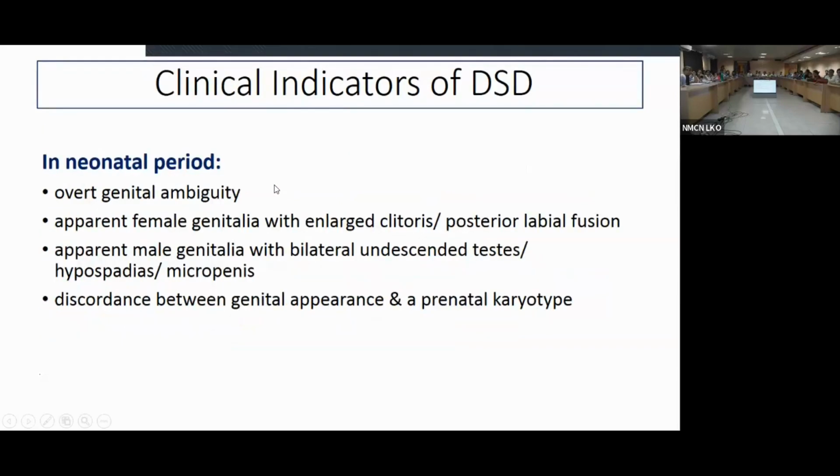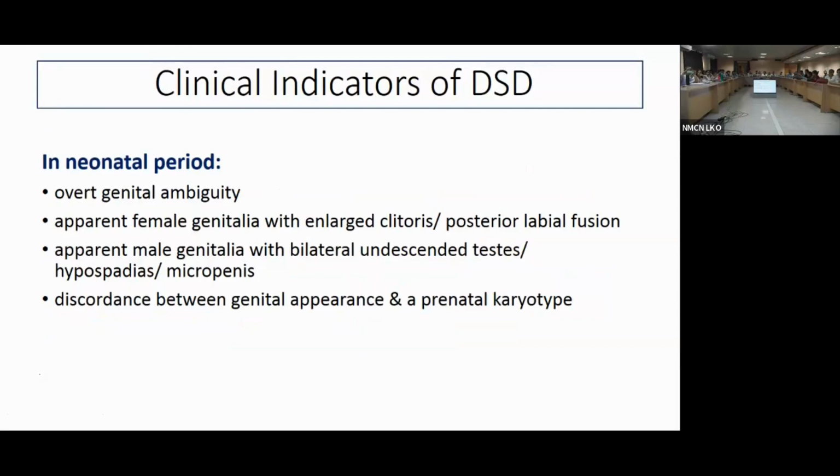So in the neonatal period, you can have overt genital ambiguity, apparent female genitalia with enlarged clitoris, posterior labial fusion, apparent male genitalia with bilateral undescended testes, hypospadias, micropenis. Or in our country, of course, prenatal karyotyping, sex determination, sex revealing is not allowed. But in the countries where it is allowed, they may have done the karyotyping antenatally for some indication. They would already know that it is a 46XX or 46XY individual. And then after birth, they find that the genital appearance is discordant to what was expected. So that is one of the ways it is picked.